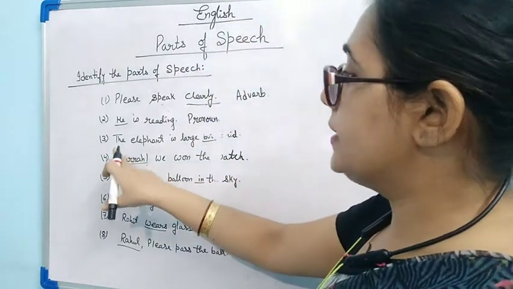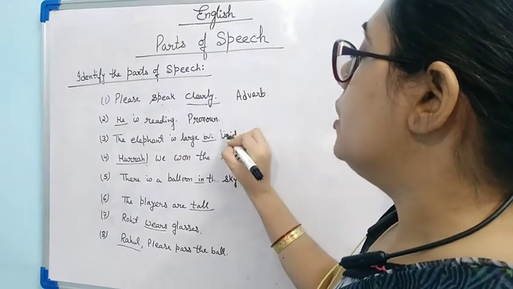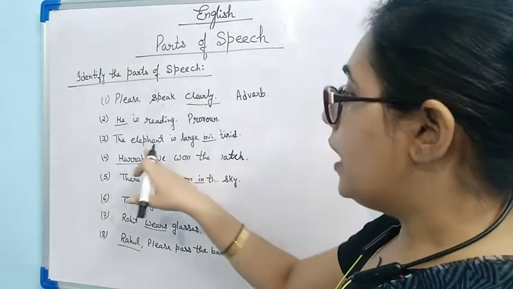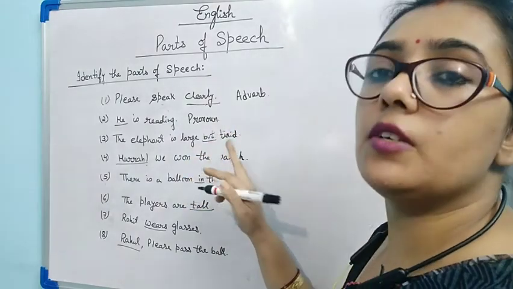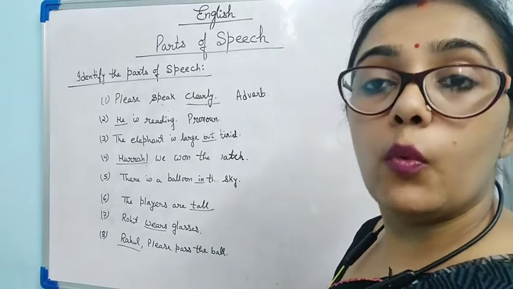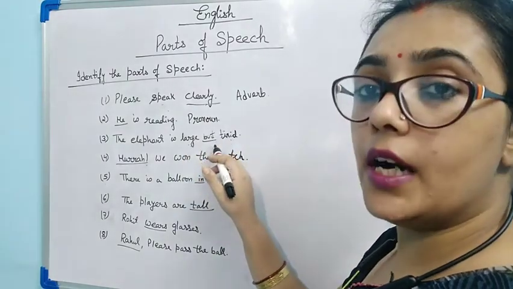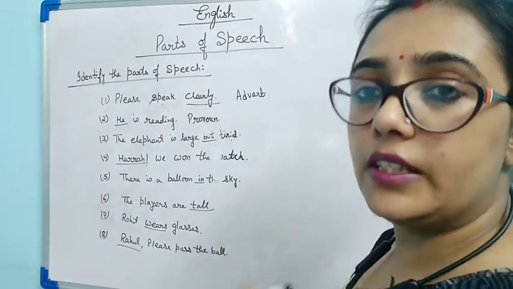Now the third sentence. The elephant is large but timid. Underlined word is but. But is which part of speech? But is conjunction. Why? Because it is joining two words, large but timid. So but is conjunction.